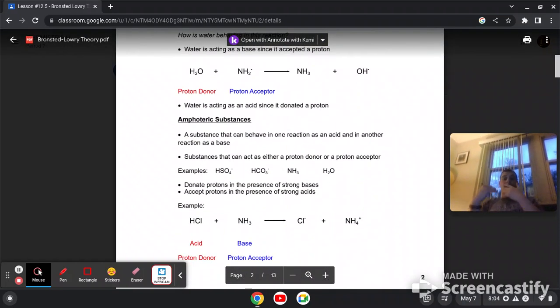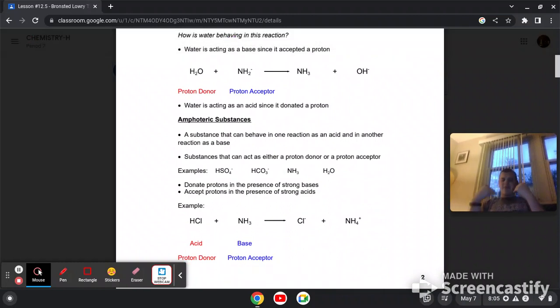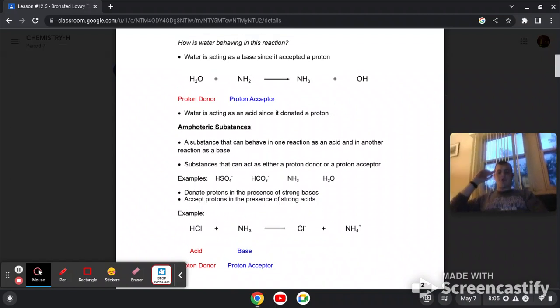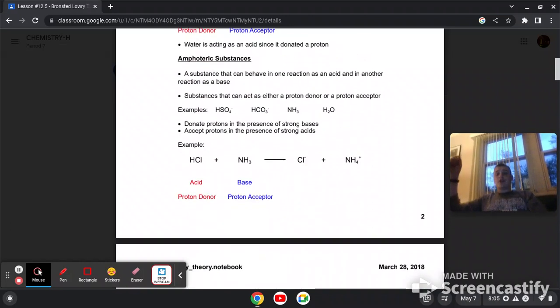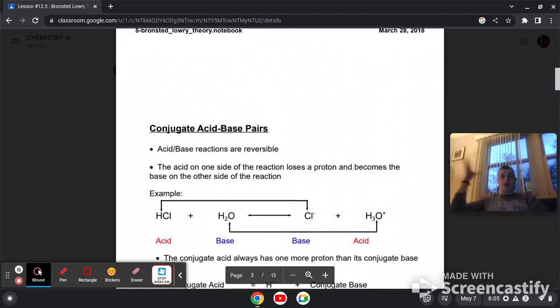Water is amphoteric. It can behave as an acid in one reaction and as a base in another reaction. HSO4-, HCO3-, NH3, and H2O can also act like this. So they donate protons in the presence of strong bases, and they accept protons in the presence of strong acids. So these aren't very weak or strong if they're amphoteric.